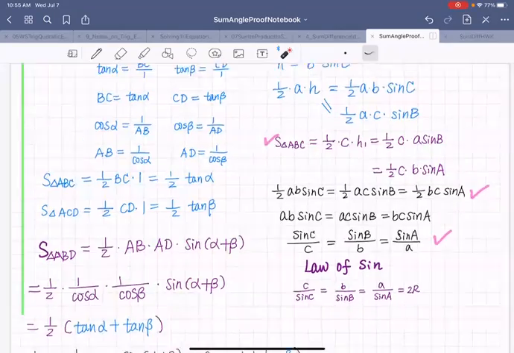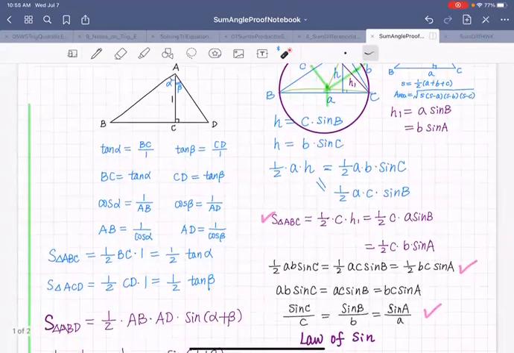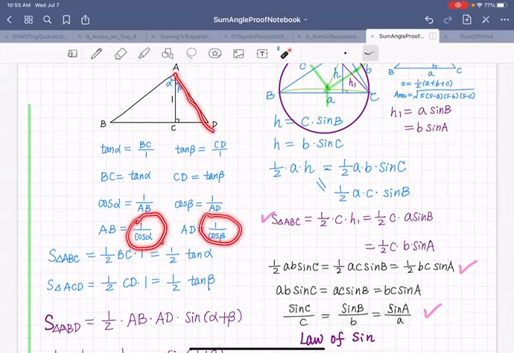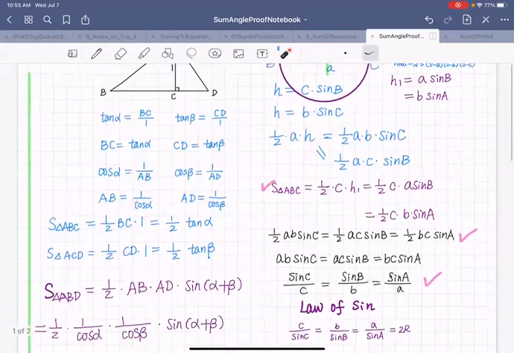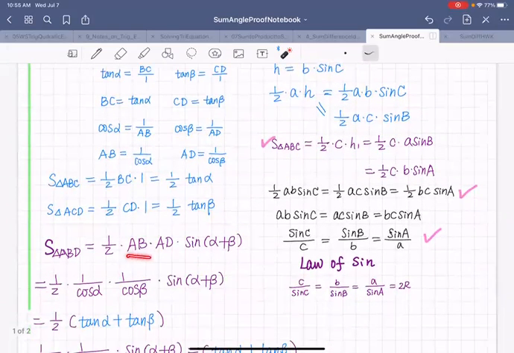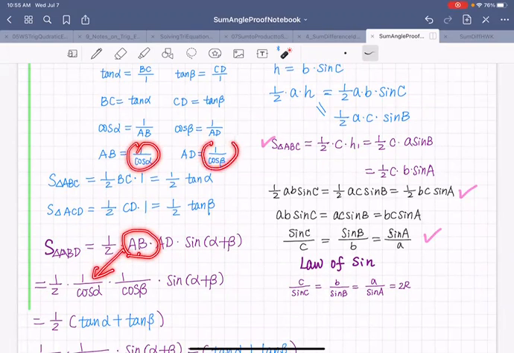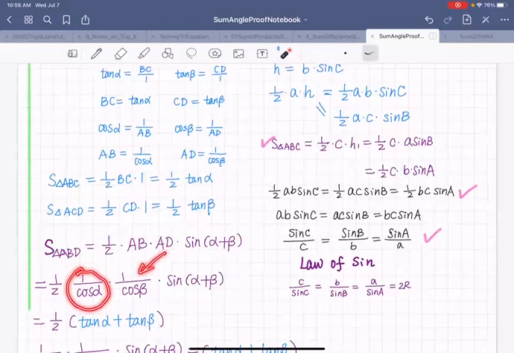Now, we also know the AB value. AB is 1 over cosine alpha. AD is 1 over cosine beta, since you gave me this result, right? So AB will be replaced by this. AD will be replaced by this, okay? 1 over cosine alpha times 1 over cosine beta times this.